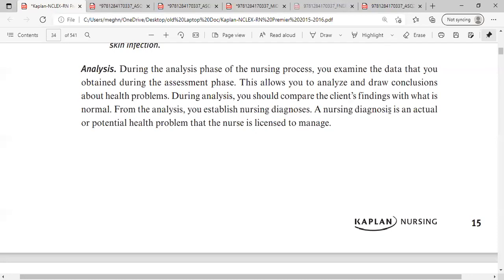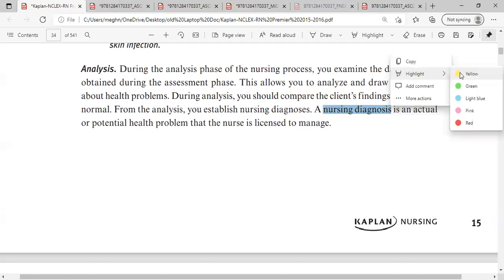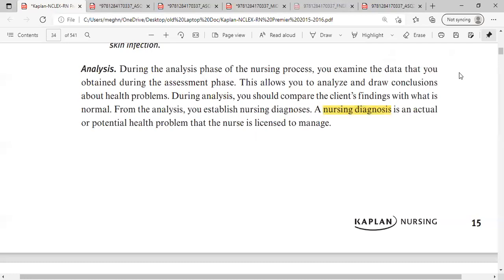The nursing diagnosis is an actual or potential health problem that the nurse is licensed to manage. So you see, it is a nursing diagnosis. It is not a doctor's diagnosis. What is the difference between nursing and doctor diagnosis?